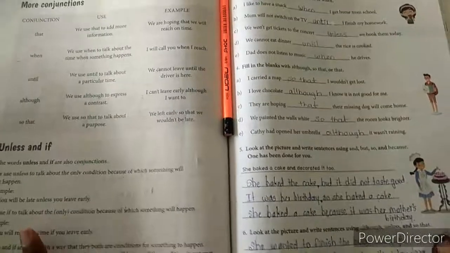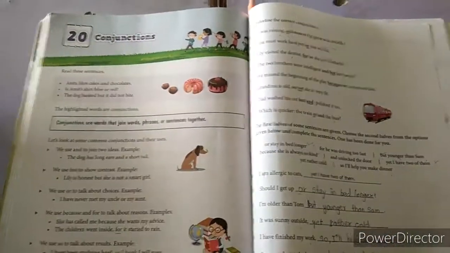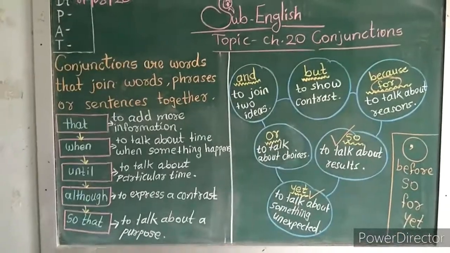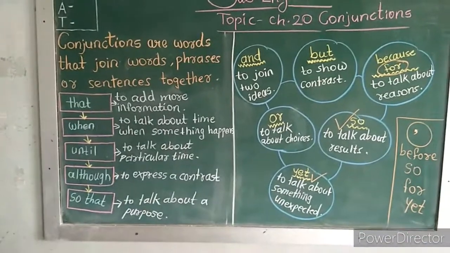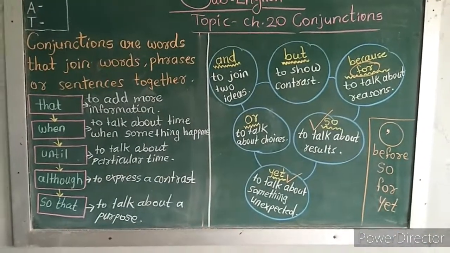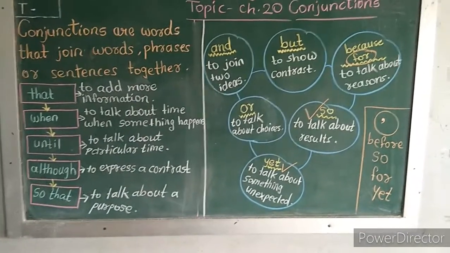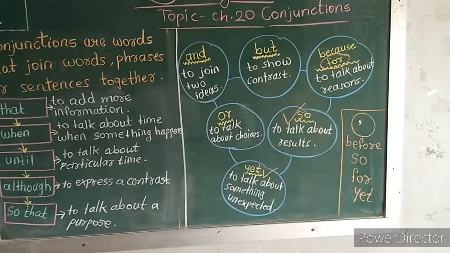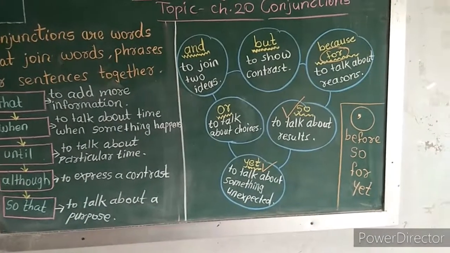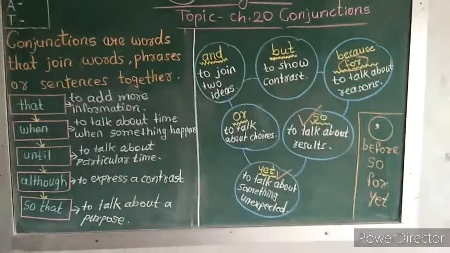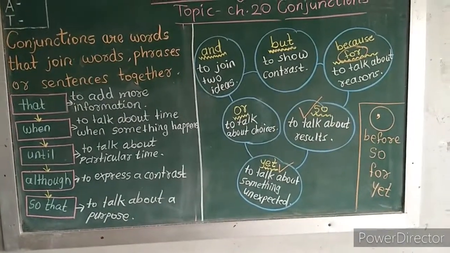Now, we have completed all the exercises of chapter number 20. Let's have a look at the notes in short. We learned that conjunctions are words that join words, phrases or sentences together. And is used to join two ideas, but helps us to show contrast. Because and for are used to talk about reasons, or is used to talk about choices. So is used to talk about results.